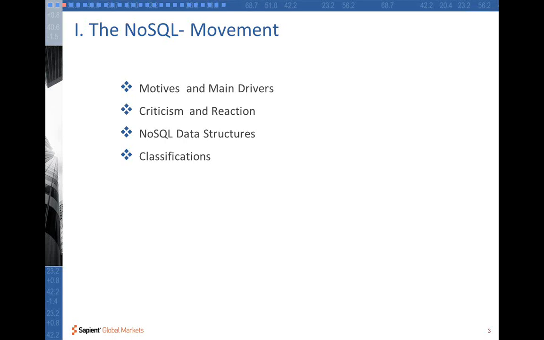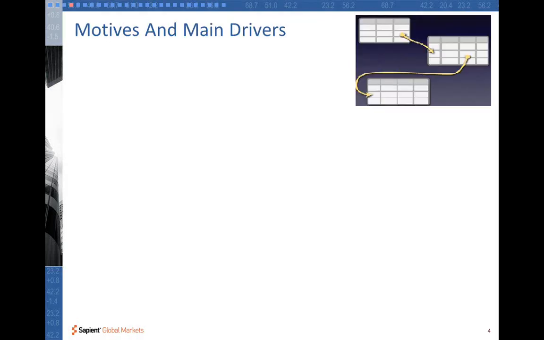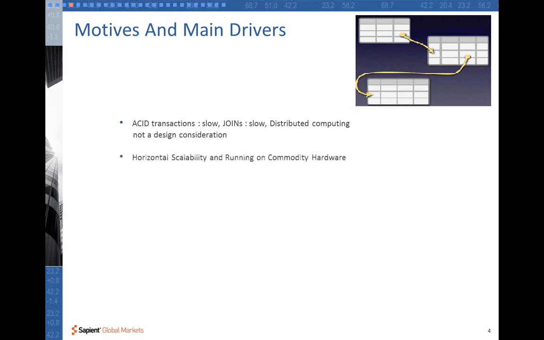Now, we start. Obviously, when we talk about NoSQL, this term picked up in 2009 and was used by advocates of non-relational databases. Now, the whole point of seeking alternatives is that we need to solve a problem that relational databases are a bad fit for. Now, one of the obvious ones we see is ACID transactions slow, joins slow, distributed computing not a design consideration, but there are some more to follow. Now, we'll go one by one through the list.